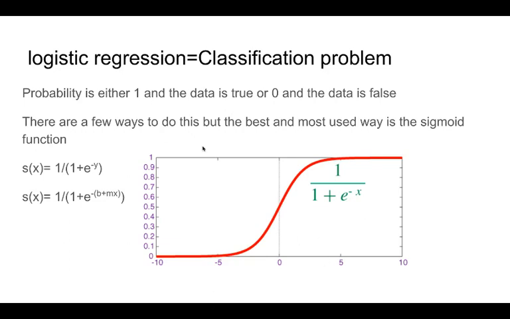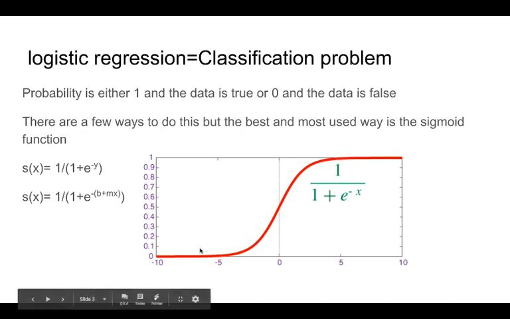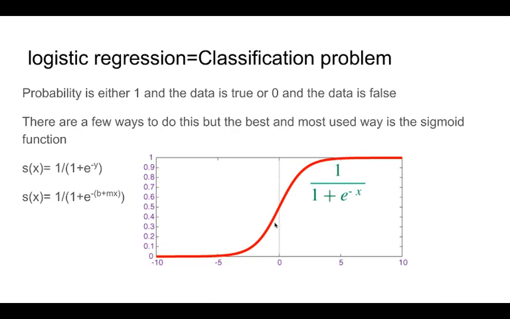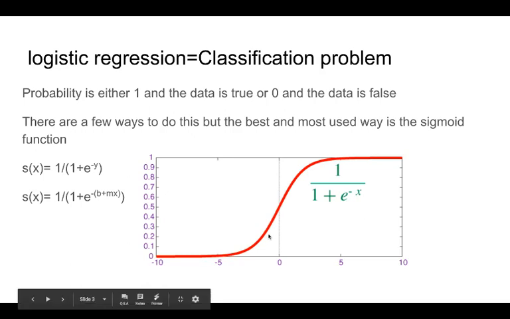We use a function called the sigmoid function to actually map these points from 0 to infinity into this space from 0 to 1. And right here are the actual equations for the sigmoid function. Here's the graph of what the sigmoid function looks like. It's an S-curve.